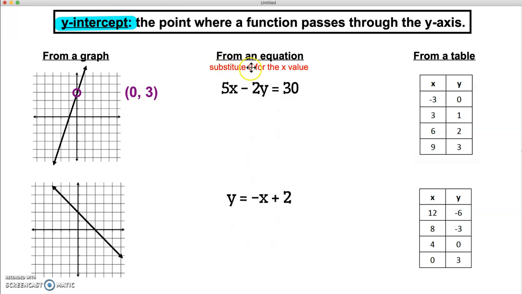We're going to substitute 0 in for the x value this time, because anywhere on the y-axis, the x value is 0. So plugging in for 0 on the x, we'll get -2y is 30, so y is 15. So the y-intercept is the point 0, 15. Notice again the 0 is on the x value.